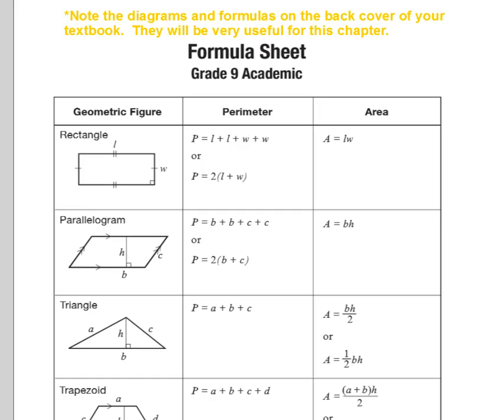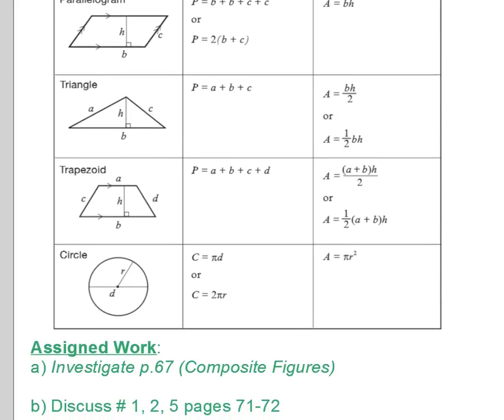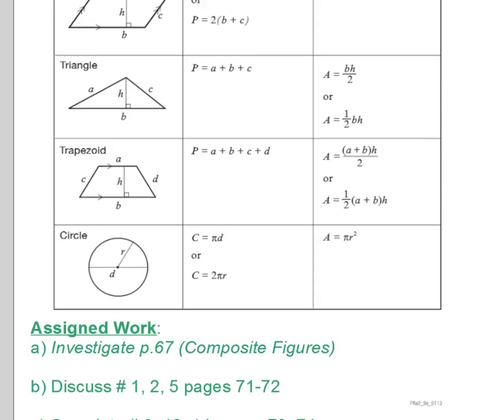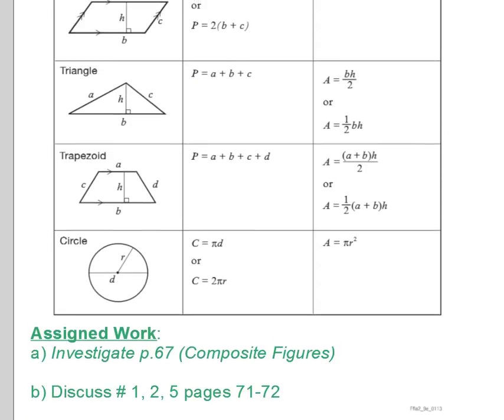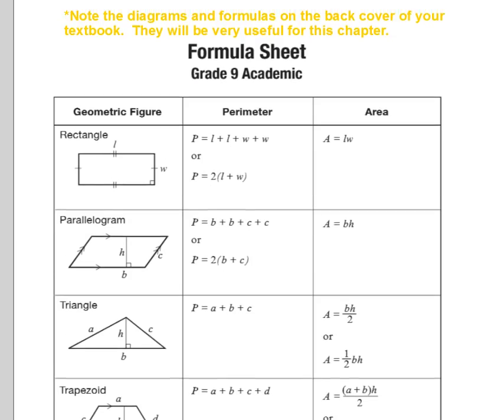Here's a formula sheet which you'll receive in class. This was given in the EQAO year in grade 9, and these are all the base shapes and their formulas for both perimeter and area. Rectangle, parallelogram, triangle, trapezoid, circle. Try to memorize these formulas, but you'll have this reference sheet to use in your classwork and also on the unit test. I'll also point you to the textbook. In the back cover of the textbook, you'll find diagrams and formulas there as well. So if you're without your formula sheet in class, you can use your textbook.